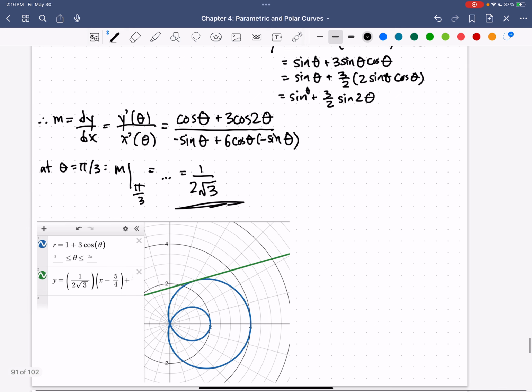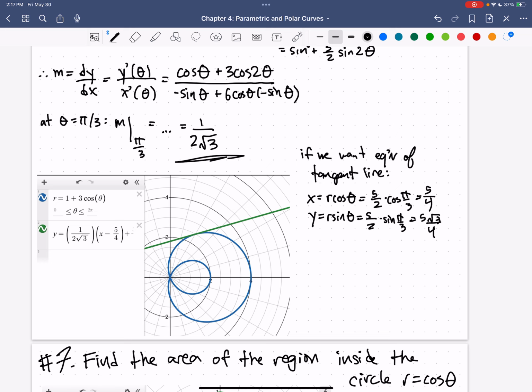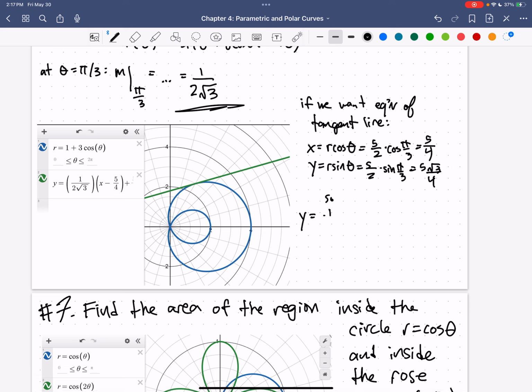But just for fun, if we want the equation of the tangent line, we need to find the x and the y coordinates. So x, again, is r cos theta. So that's 5 over 2 times cos pi over 3, so that's 5 over 4. And then y is equal to r sine theta. So 5 over 2 times sine of pi over 3, so it's 5 root 3 over 4. And so the equation of the line is y equals 1 over 2 root 3 times (x minus 5 over 4) plus 5 root 3 over 4. I guess that got cut off here in my graphing from Desmos, but there we go. That's the tangent line we're dealing with.